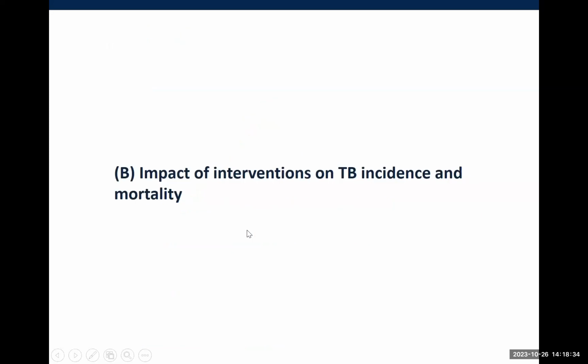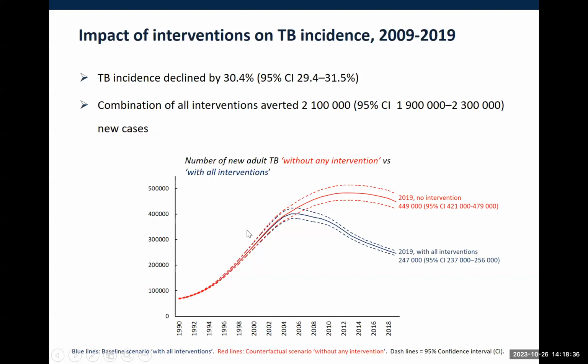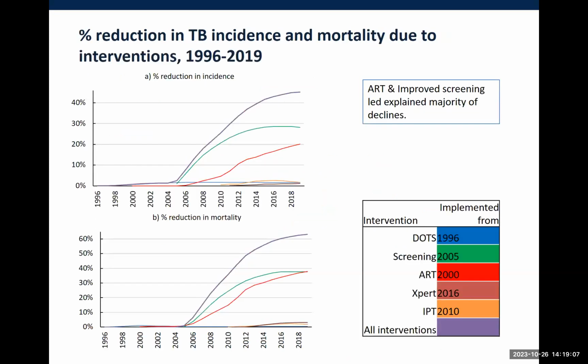Okay, in this next set of results, I'll be showing the impact of interventions. First, we restricted to the 10-year period between 2009 and 2019. We estimated a decline in TB incidence of about 30%. In the presence of all the interventions, about 2.1 million new TB cases were averted. These are cases that would have happened if there were no interventions.